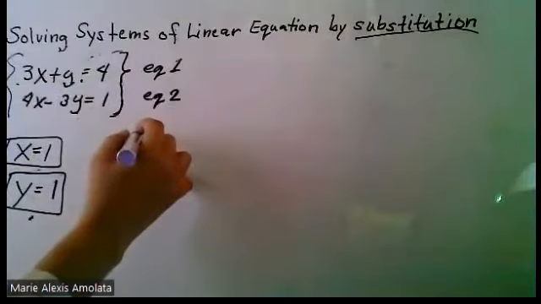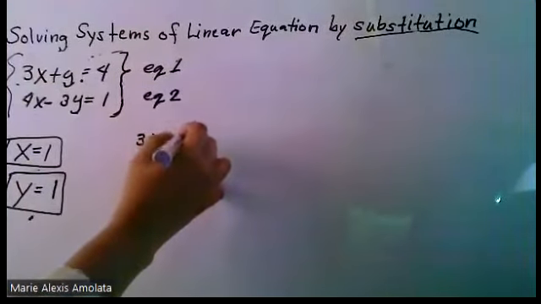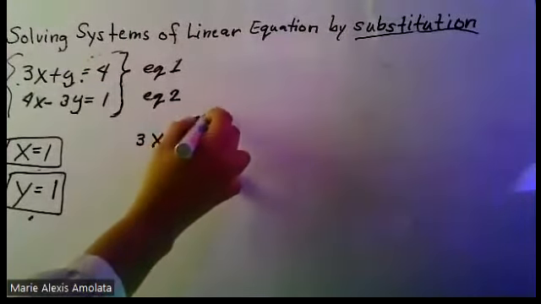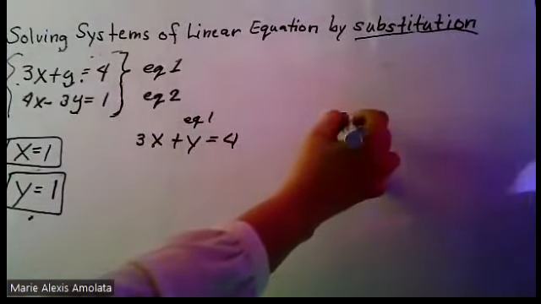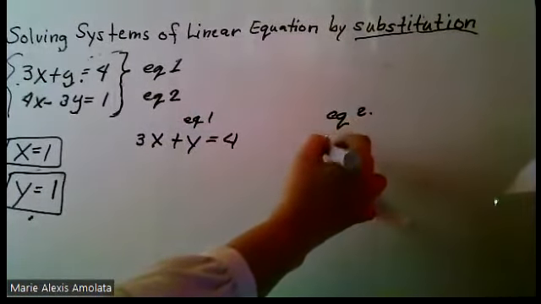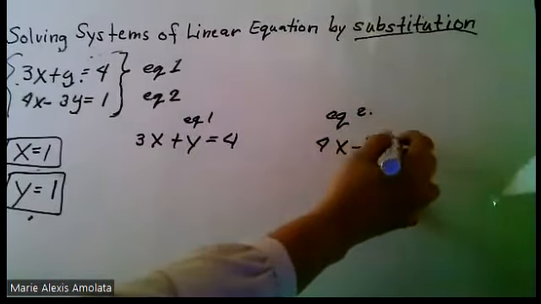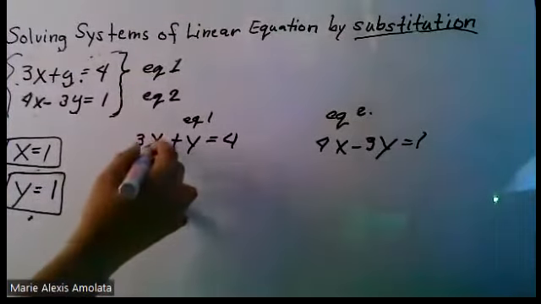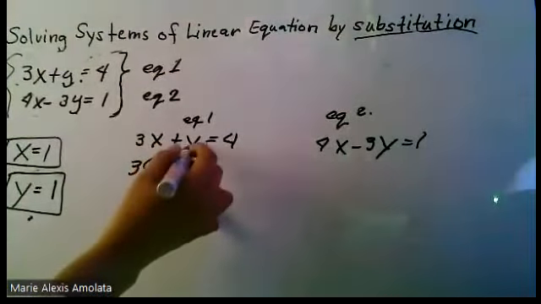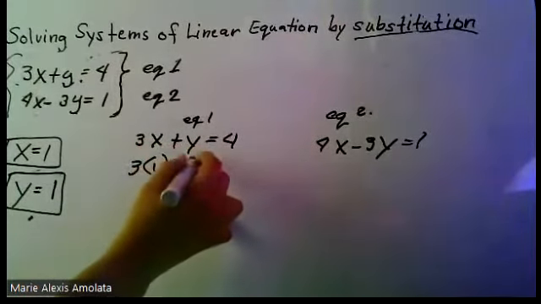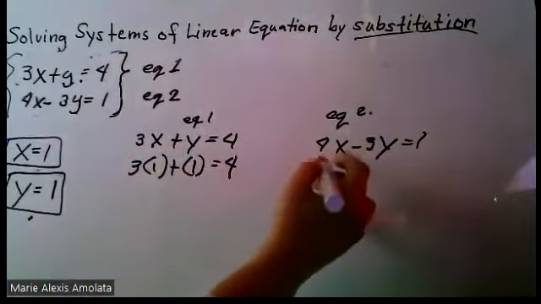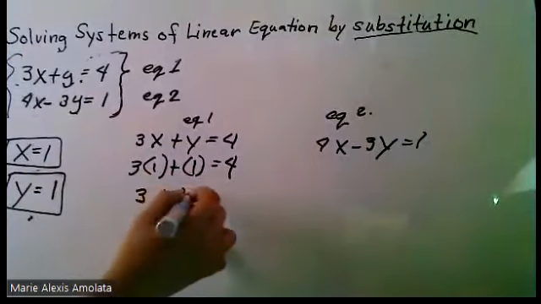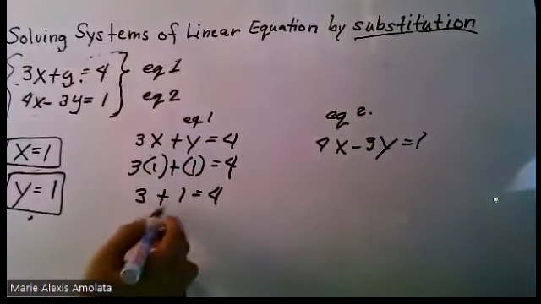So let's have equation 1, 3x plus y is equal to 4. That is our equation 1. And then for equation 2, we have 4x minus 3y is equal to 1. For equation 1: 3, value of x is 1, plus value of y is 1. 3 times 1 is 3, plus 1 is equal to 4. 3 plus 1 is 4.